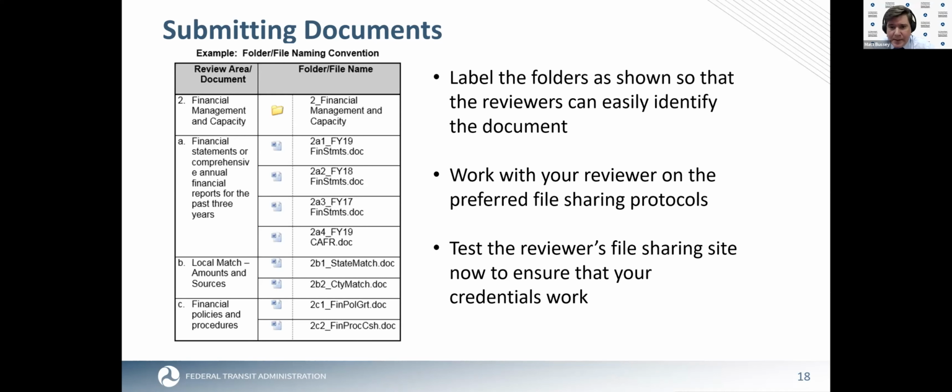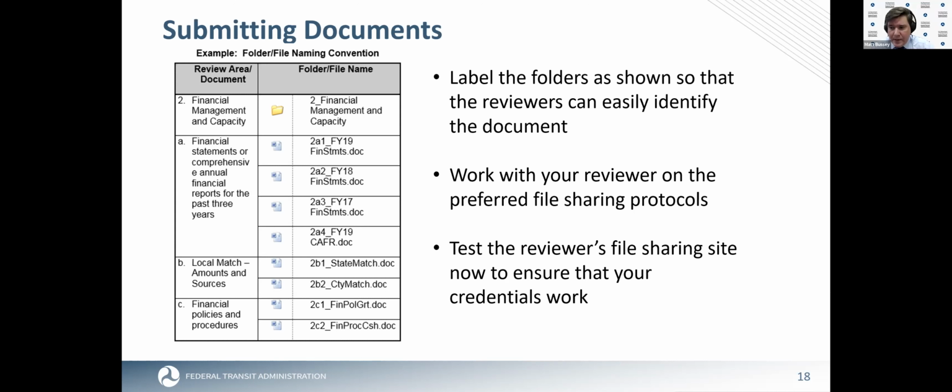So when you're submitting documents, and don't worry, this table as well as instructions are included in the beginning of the RIR that you received, there is a folder naming convention that we'd ask you to follow. As you know, there are a lot of documents that you'll be submitting, so it's really helpful if you can identify the documents in this format, being exact as far as what they are responding to. That way, when the reviewer is looking for your local match amounts and sources, they go right to 2B1 and they've got your state match, your city match, et cetera, and they can align that requirement with what you submitted. That goes a long way.